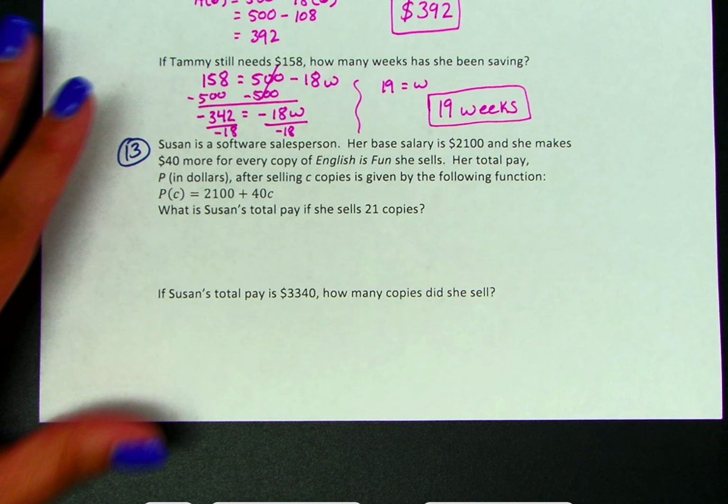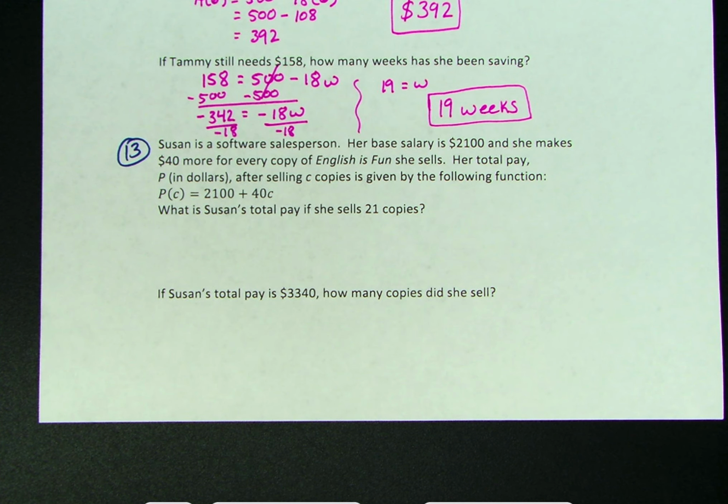All right, last story problem. Susan is a software salesperson. Her base salary is $2,100, and she makes $40 more for every copy of English is Fun she sells. Her total pay, P in dollars, after selling C copies is given by the following function. P of C equals 2,100 plus 40C. What is Susan's total pay if she sells 21 copies?